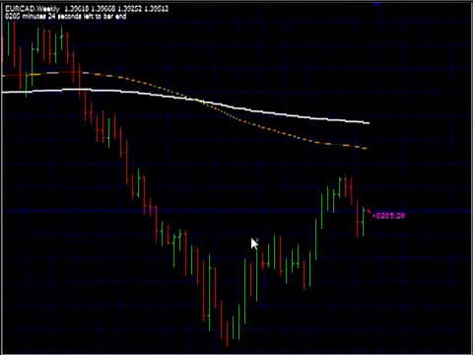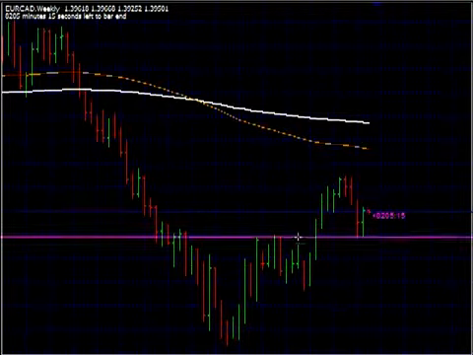So now in this area and this area, we can draw a price pivot area over here. Let's see. We draw a horizontal line in this area.